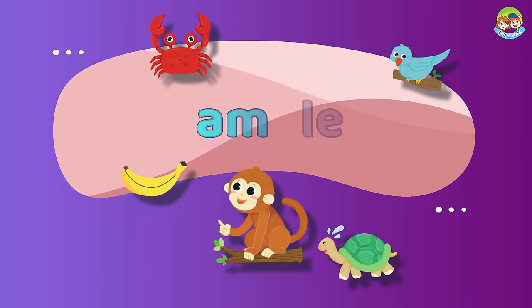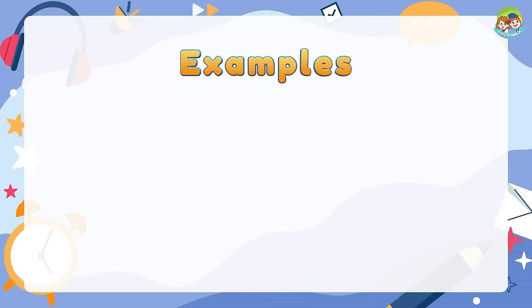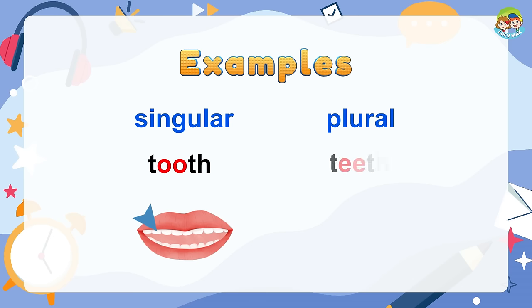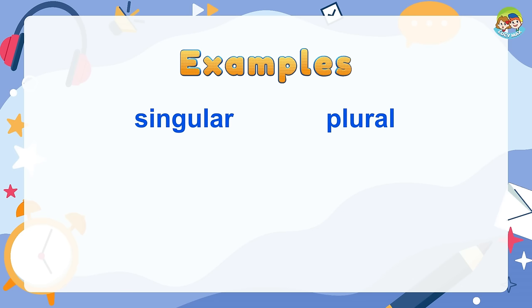Examples. Now let's look at some examples of singular and plural nouns. The first one is tooth. Tooth is singular. The plural is teeth. The next one is foot. Foot is singular, and the plural form is feet.